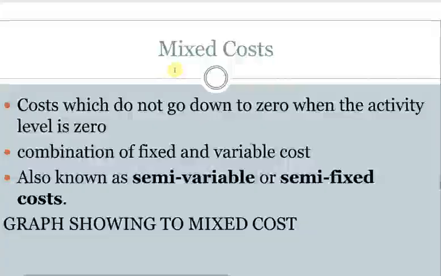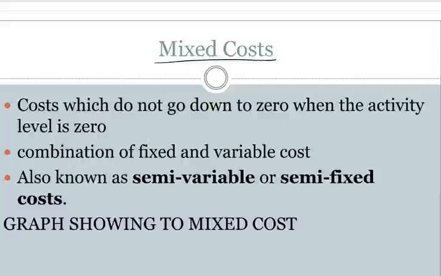Let us continue with looking at mixed cost. We have looked at variable cost, we have looked at fixed cost, and we are now about to look at mixed cost. So, what is mixed cost all about? Mixed costs are costs which do not go down to zero when activity level is zero. So, we're saying when there's activity level 0, it won't go down, right?